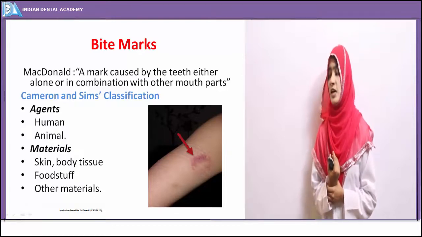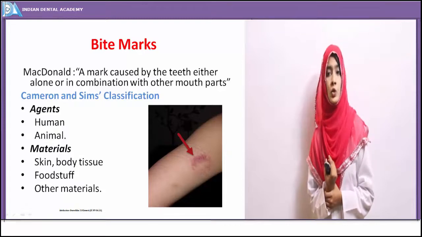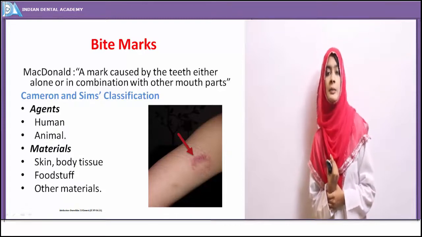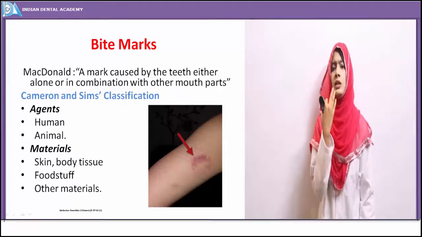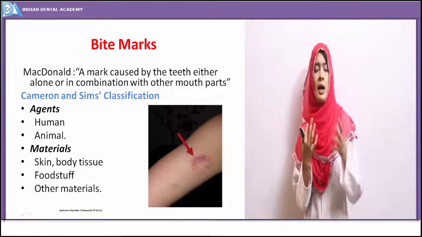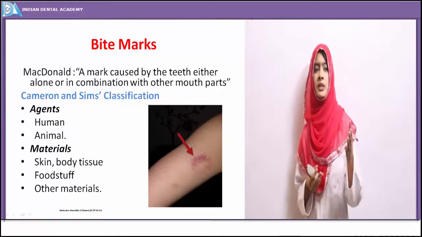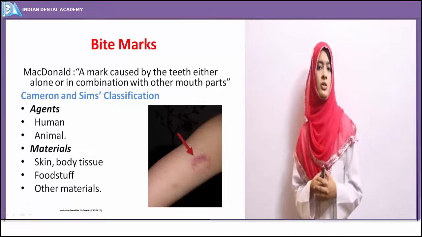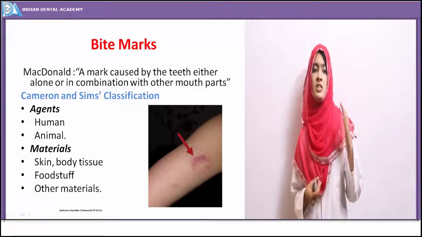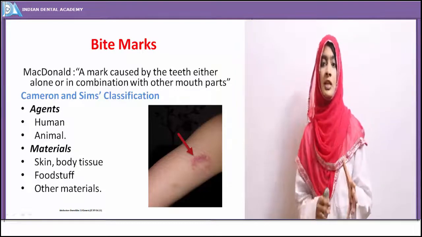Bite marks are defined by McDonald as a mark caused by teeth, either alone or in combination with other mouth parts. Other mouth parts are nothing but the oral soft tissues, the palate, the rugae, which are seen in the oral cavity. I told you, forensic investigation is for identification of individuals in mass disasters. Bite mark is for criminal investigation.